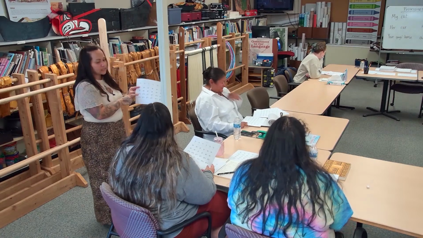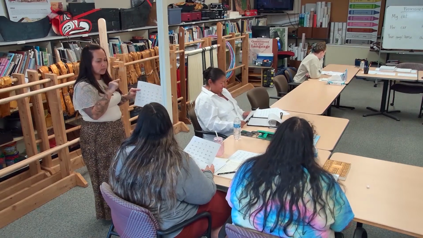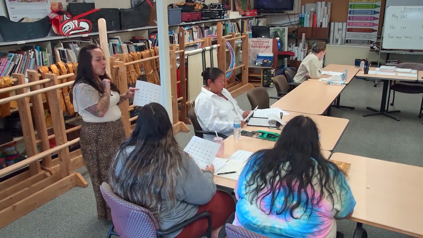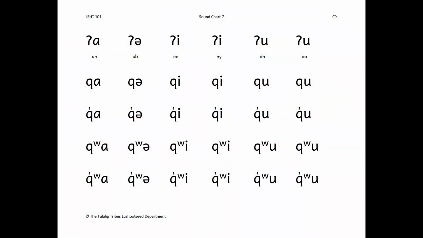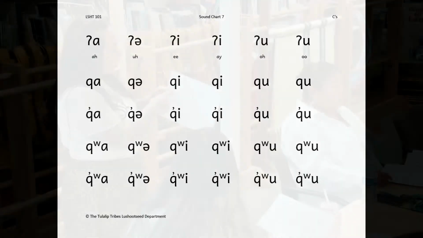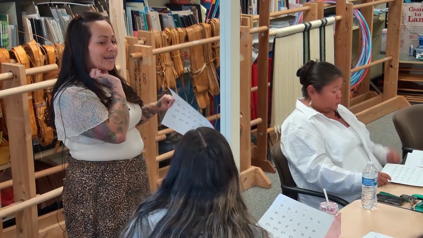Next one, Q raised W. We're rounding our lips, from back here. That one's really Darth Vader like. And then the glottalized Q raised W, we're staying back here. It's more like Dark Helmet. I don't know if anyone ever gets that. So all of these Qs, you're creating more of a Star Wars spoof.